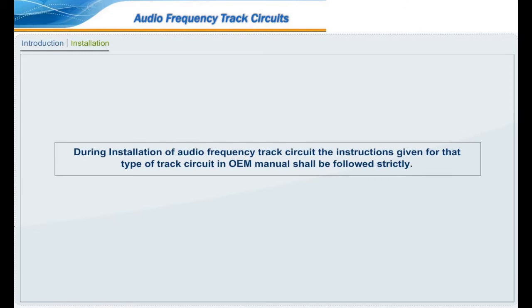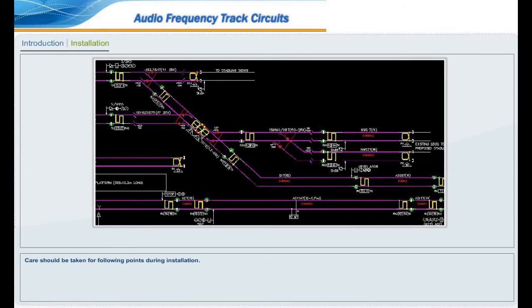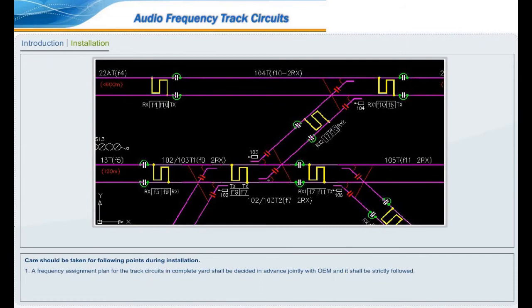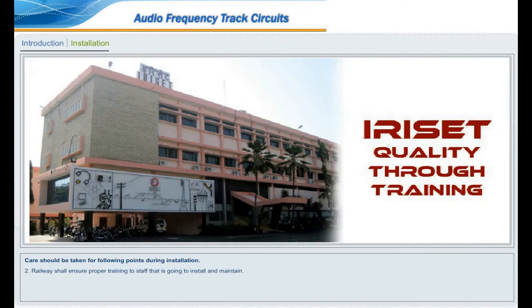During installation of audio frequency track circuit, the instructions given for that type of track circuit in the OEM manual shall be followed strictly. Care should be taken for the following points during installation. A frequency assignment plan for the track circuits in the complete yard shall be decided in advance jointly with OEM and it shall be strictly followed. Railway shall ensure proper training to staff that is going to install and maintain.